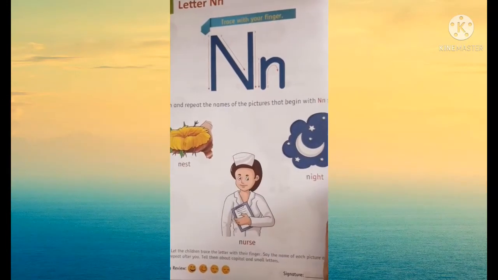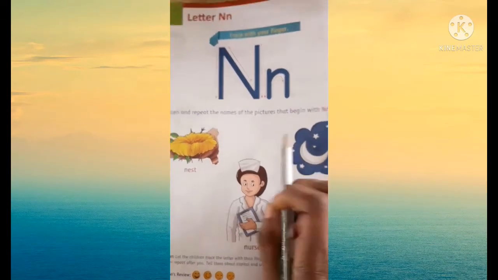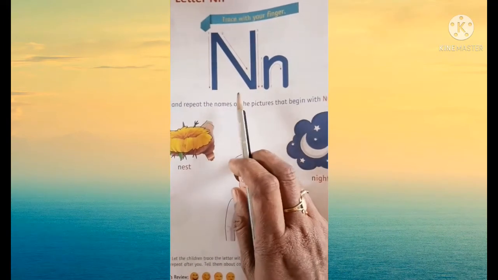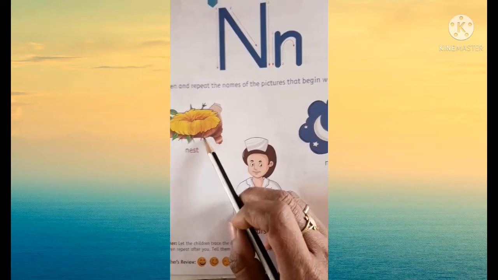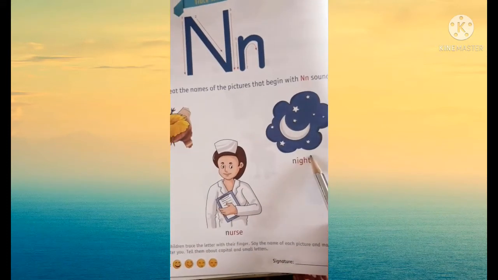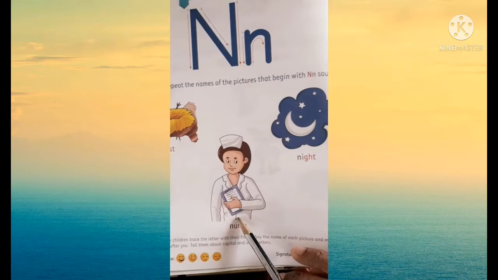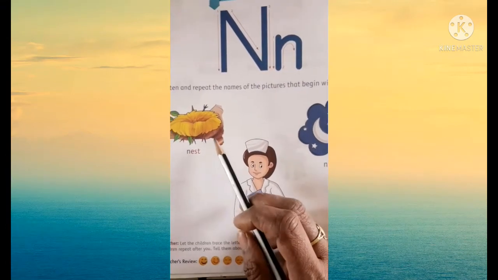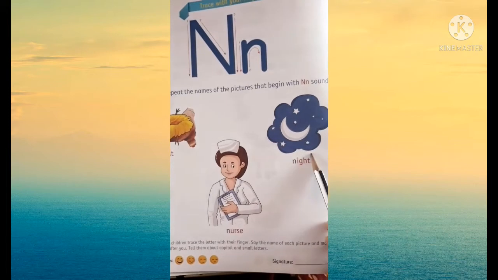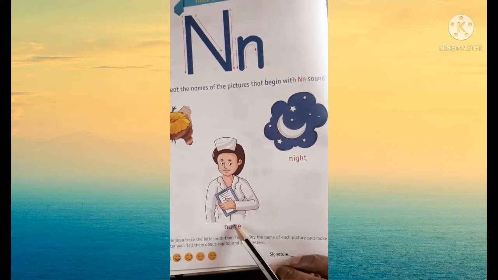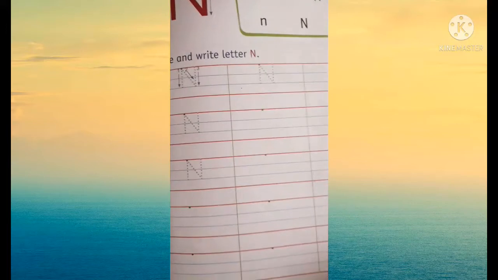Children, today is our English subject. Today's new letter is N, capital letter N. N for nest, N for night, N for nurse. N says nest, night, nurse. How can we write the letter N?